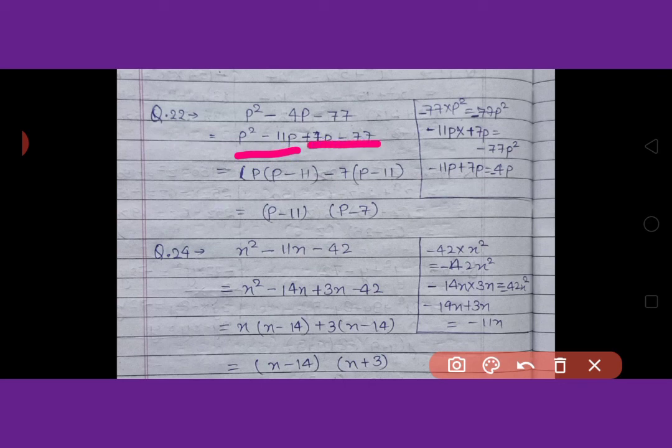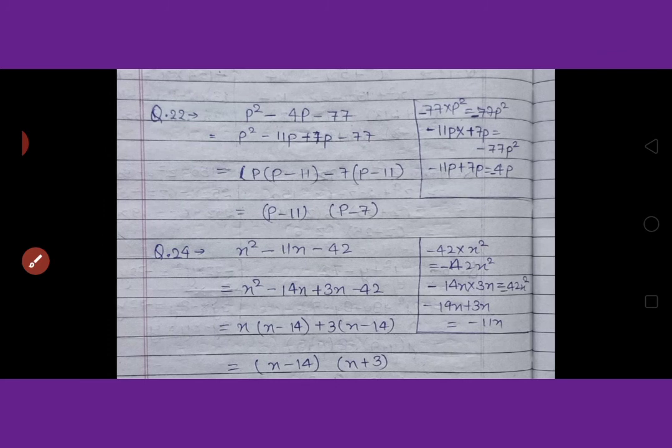From the first group it has taken p as common, so it remained in the bracket p minus 11. And in the second group 7 is taken as common, so it will remain p minus 11. Here we can say that p minus 11 is common in both groups, so we will take it out. What remains? P plus 7. By mistake I have written minus 7, so you have to correct it. You will write p plus 7.